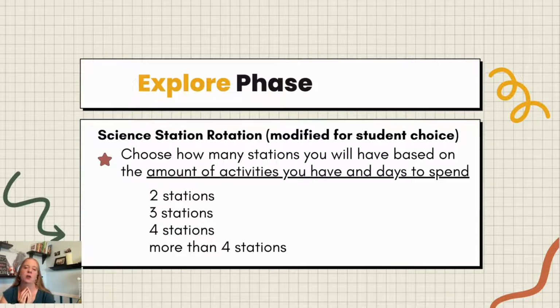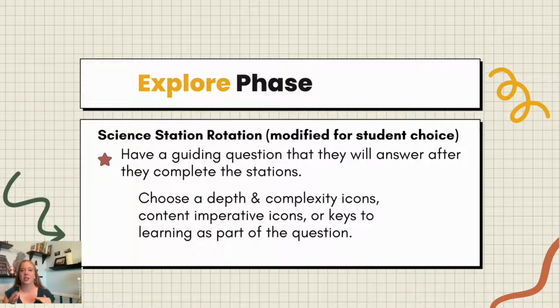You'll want to have that guiding question ready to go that they're going to answer. And again, for my gifted learners, I'd be using a couple depth and complexity icons or content imperatives. For my core students, I would have a guiding question. For example, we did a science station on atoms in the periodic table. We were just learning about atoms in the periodic table. And so my question was, how does the atomic structure influence the element's location on the periodic table? That was their guiding question as they did different activities for it.